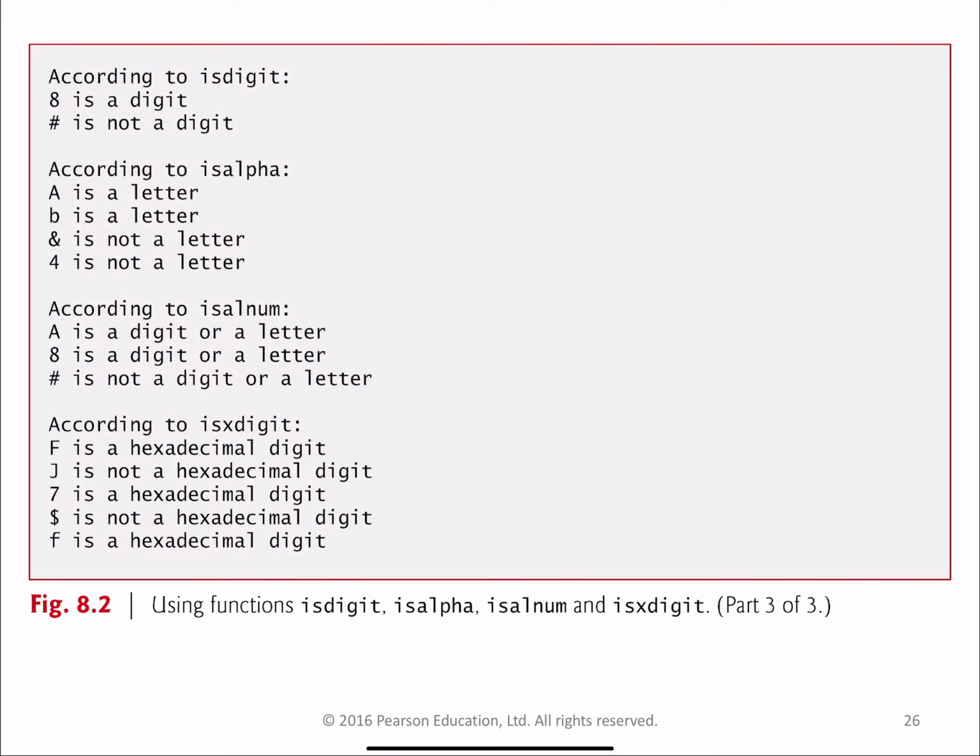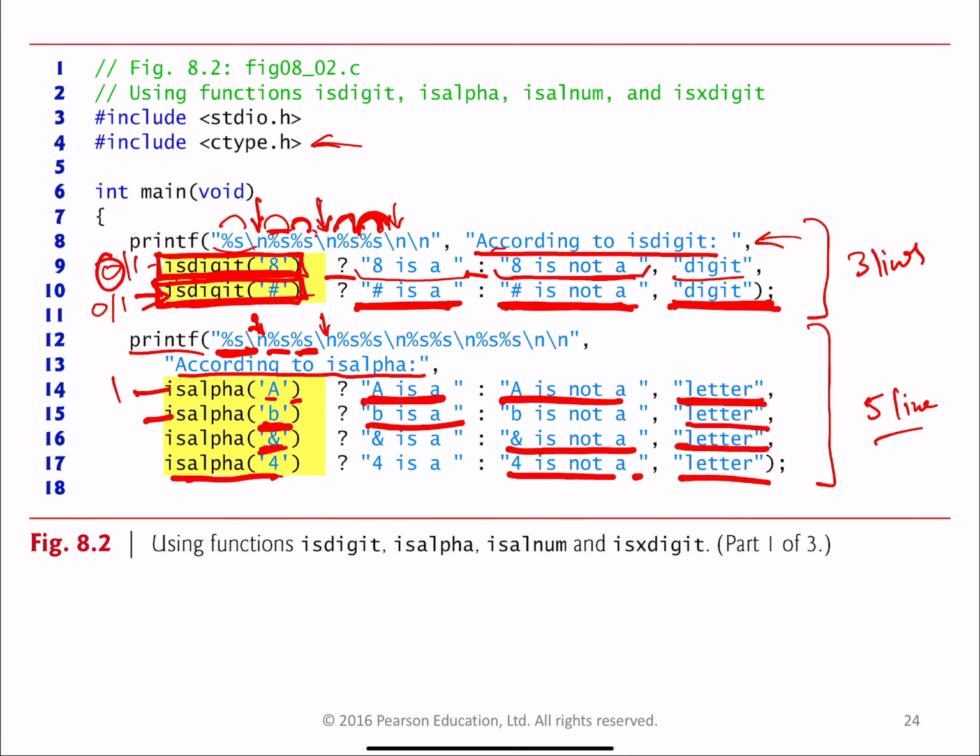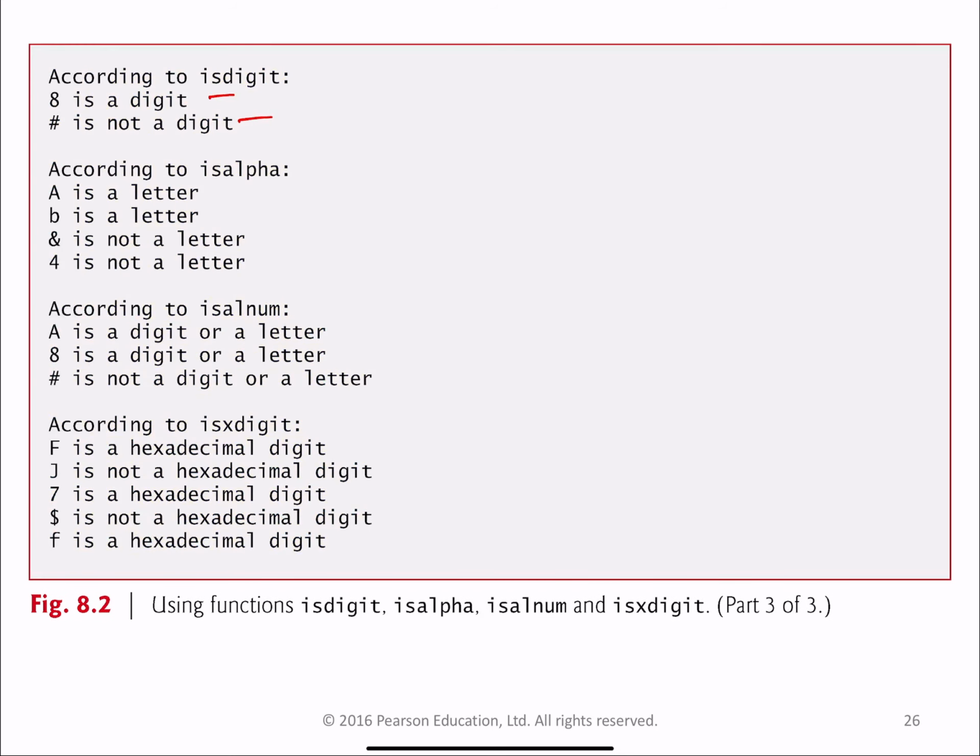We run this code and we'll see something like this as the output. So I hope this starts making more sense now. The printf statement is kind of stuffed. I understand that. Okay, so 8 is a digit. Hash is not a digit. Makes sense. This is the isDigit function. Then we check out the isAlpha function. A is a letter. Yes. B is a letter. Yes. Ampersand is not a letter. 4 is not a letter. Makes sense.